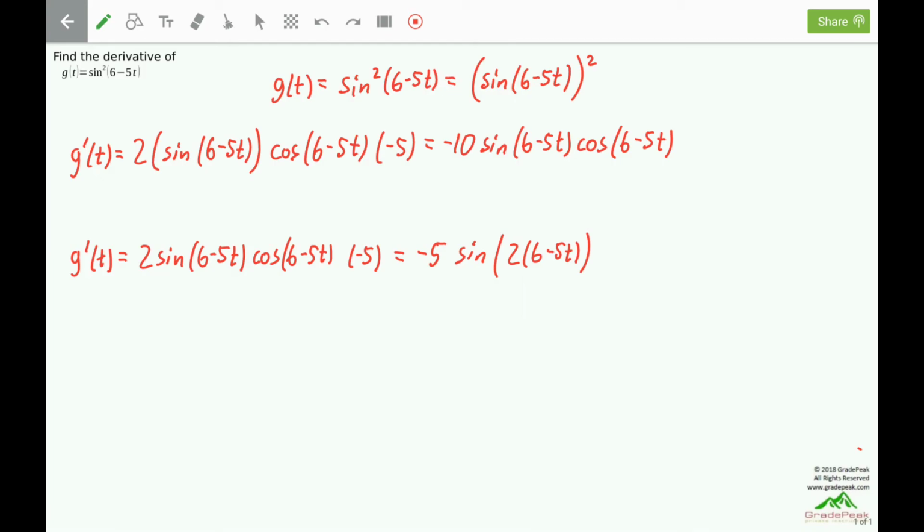Now we can distribute that too. And so we can write this as negative 5 sine of 12 minus 10t. There's an optional way to write the derivative. Either the above version or the below version is valid. Be aware of both of them. And there's our derivative g prime of t.